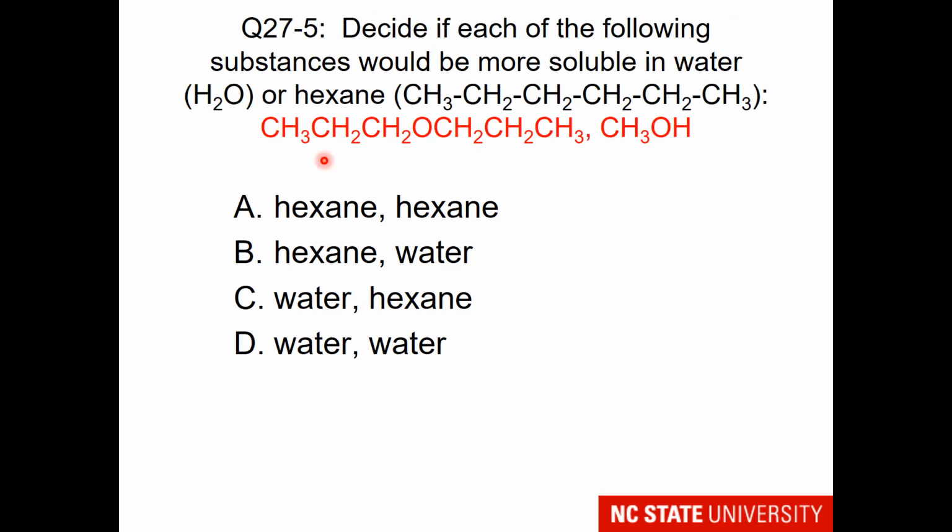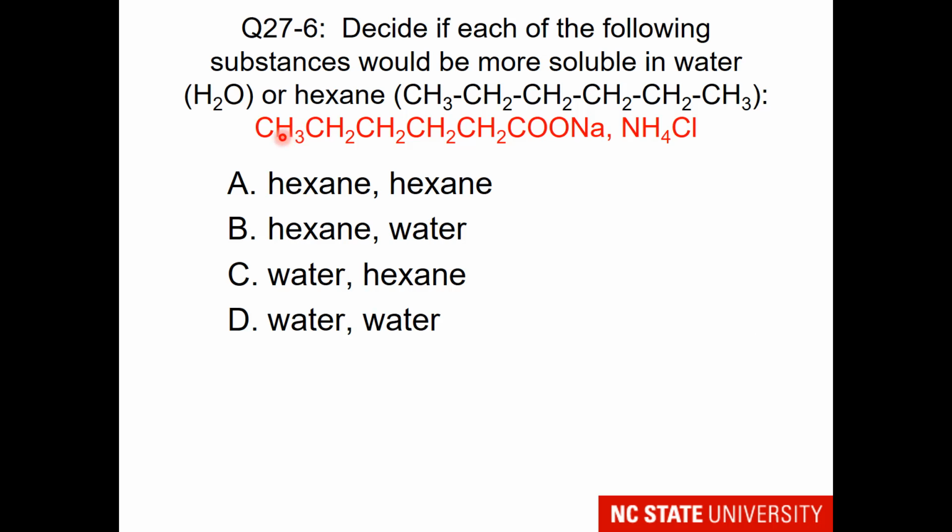Here is another example. Decide for the first compound, which is dipropyl ether, and the second compound, which is methanol. For this last one, we have a nonpolar tail and some ionic character, and then this compound.